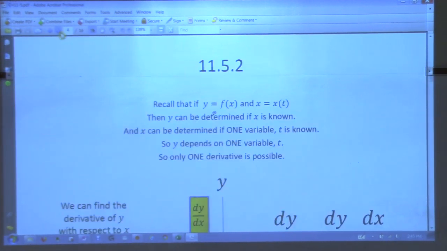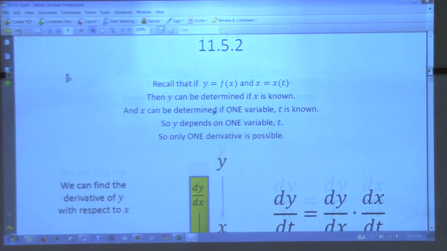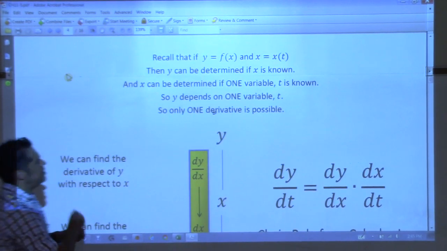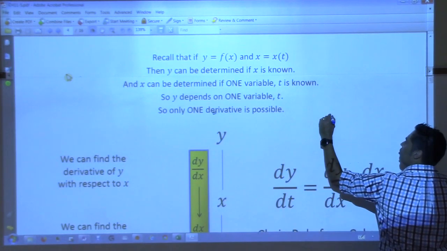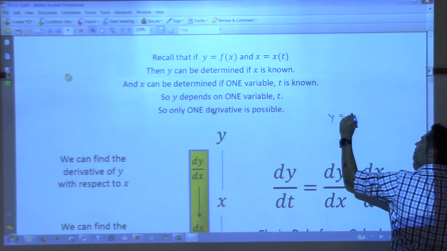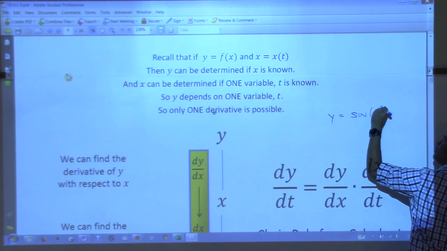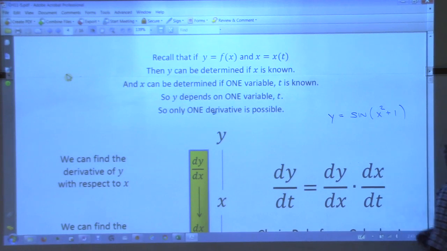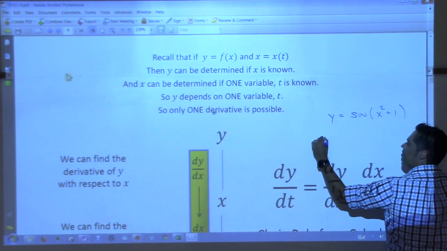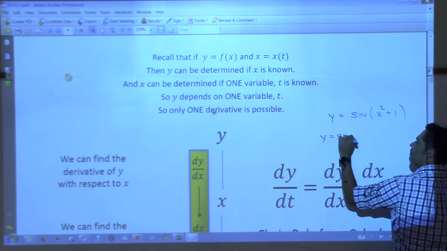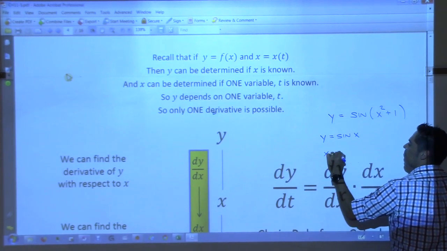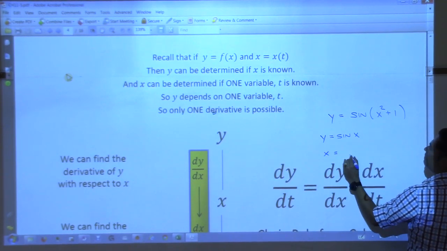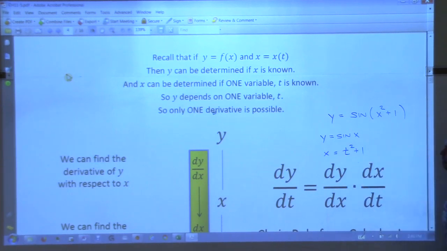All right, so what this is saying is this. When we have composition in Cal 1, like something like, let's say, sine of x squared plus 1, right? This is a function inside of another function, right? So what we could say here is that y is some function of x, but x is some other function of t. So let's see if this makes sense.